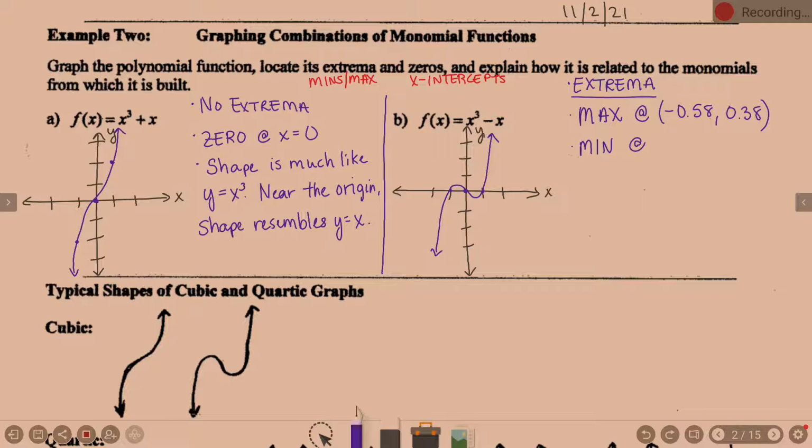Notice your minimum values are the same numbers, just different signs, yes? As I said, there is symmetry here. So we have a minimum at positive 0.58, comma, negative 0.38. Okay.